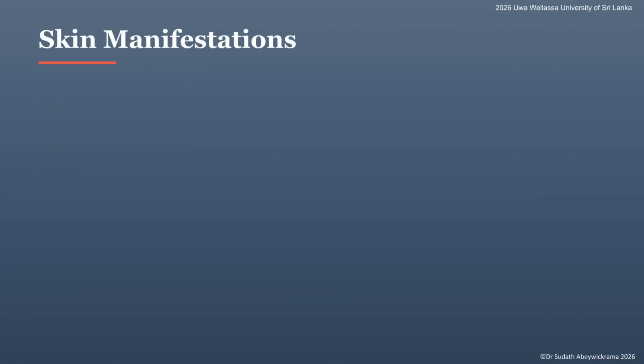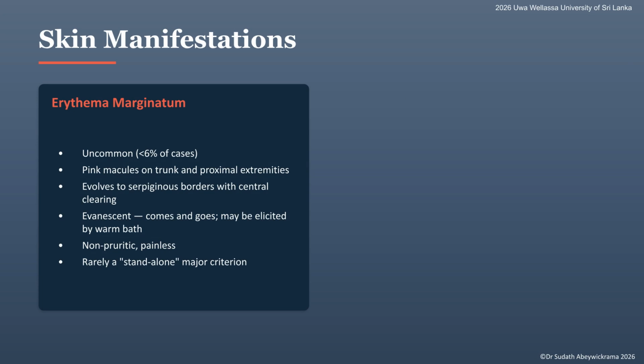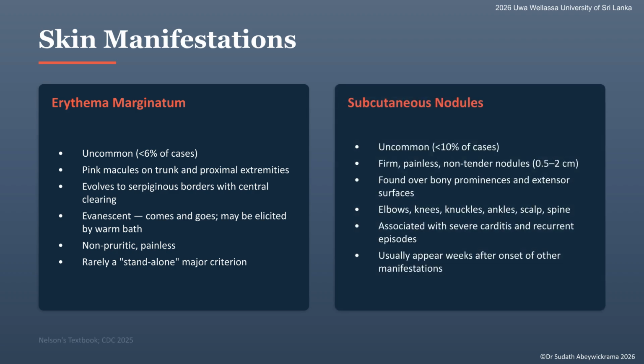Skin manifestations are uncommon. Erythema marginatum appears as pink macules with central clearing, non-pruritic, and can be elicited by a warm bath. Subcutaneous nodules are firm, painless nodules, typically found over bony prominences. They are associated with severe carditis and usually appear weeks after other symptoms.